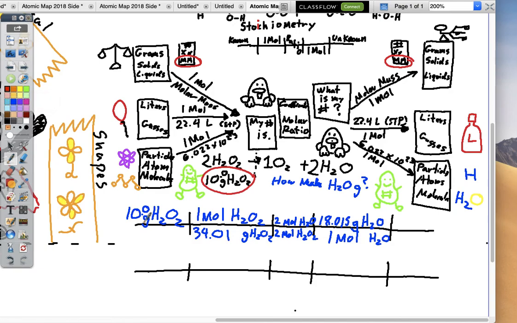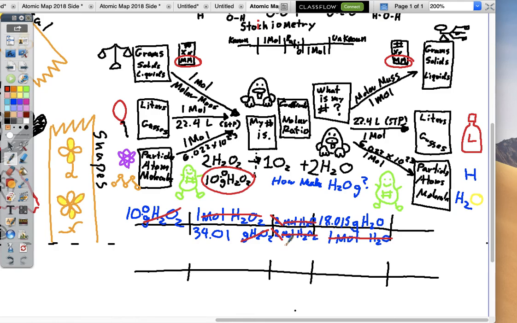So I have grams H2O2, and here I have grams H2O2. They're gone. Here I have moles H2O2, and here I have moles H2O2. Here I have moles H2O, and here I have moles H2O. And now I'm going to do something fancy. These 2's, when you have two 2's, what can you do? You cancel them out. There's no sense in multiplying the top by 2 and then dividing it by 2. It's just a waste.